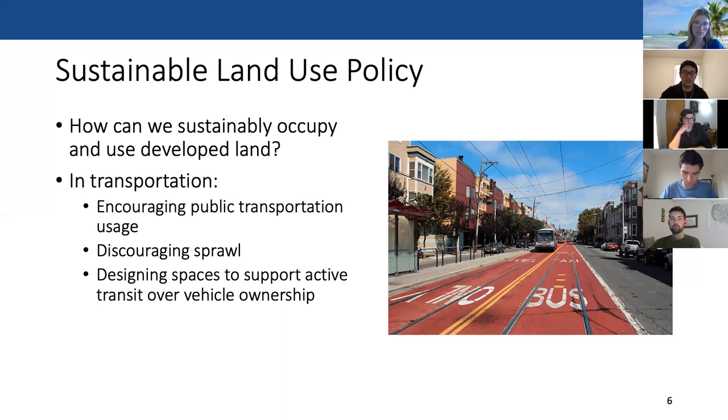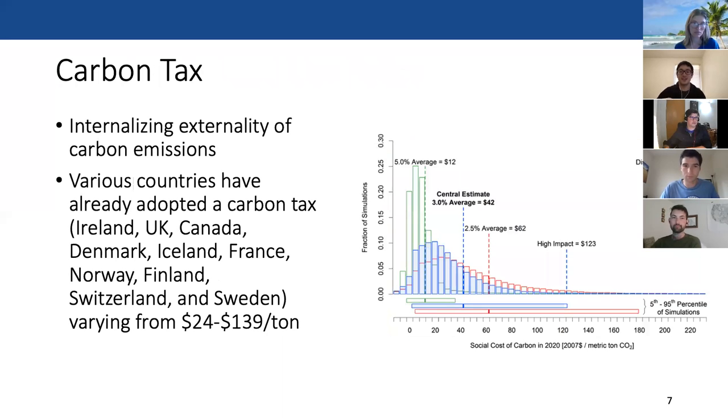Okay, so let's do one more. This is related to some of the policies we've talked about before. It's kind of this larger fundamental one. We've talked about cap and trade, but I guess we haven't really talked about an implementation of a carbon tax. And the idea is very simple. We internalize the externality of carbon emissions, right? And so this is applied to anyone who's emitting carbon, and you'd have to pay this extra amount of money in dollars per ton.